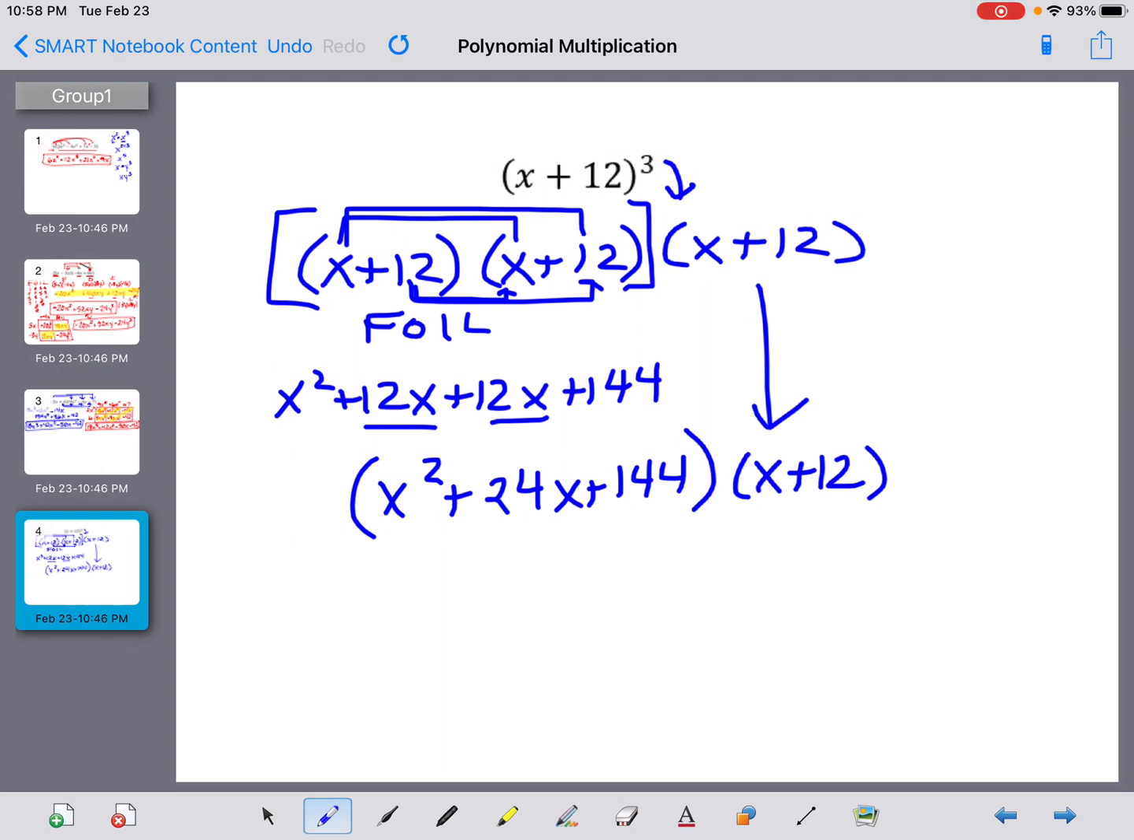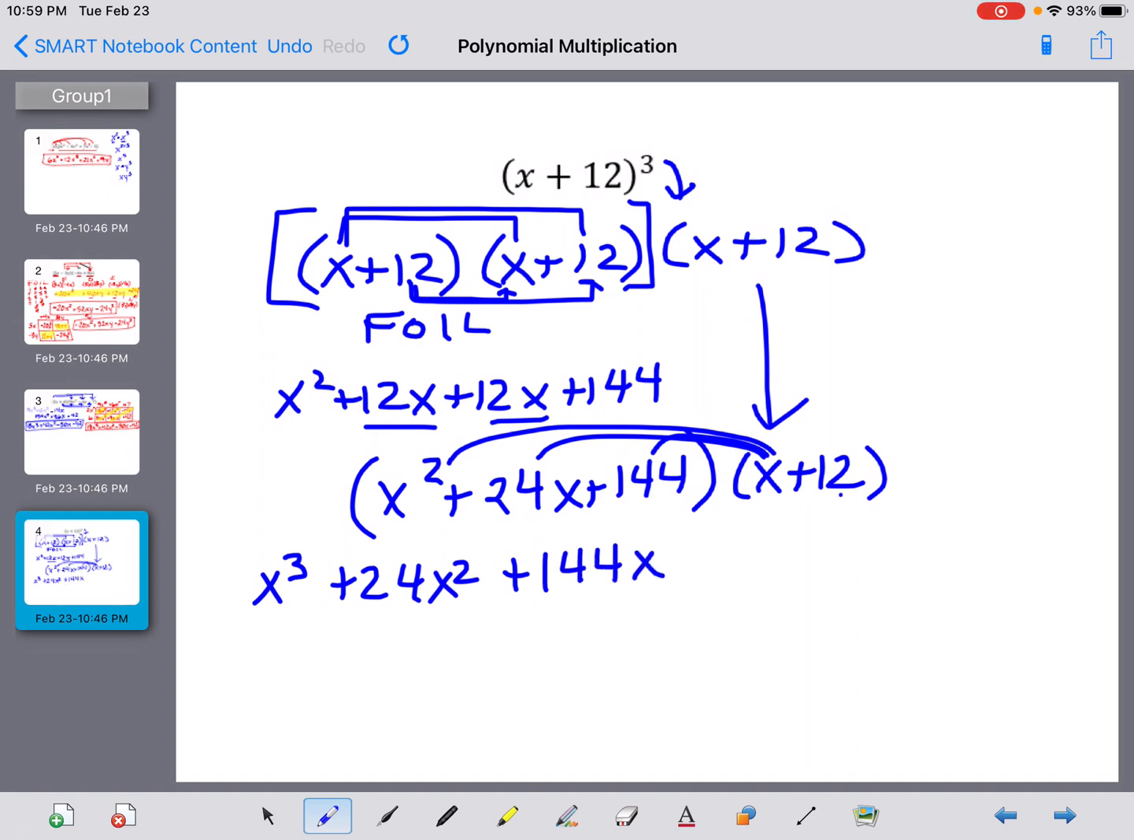Maybe a good time for a box method again, or distribute. I'm going to just distribute this x all the way through to everything. So x times x squared is x cubed. X times 24x is positive 24x squared. X times 144 is positive 144x.